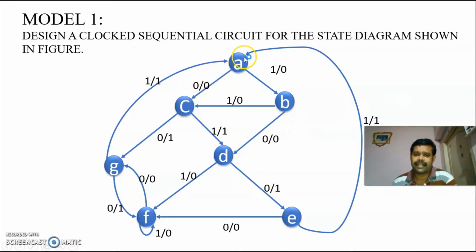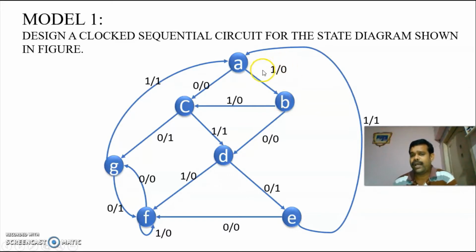Here states are represented by circles. So how many states do you have? A, B, C, D, E, F, G. You have 7 states. Now this is state A, this is state B, this is state D, this is state C, this is D, E, F, and G. The transitions between the states are represented by line segments with arrowheads.